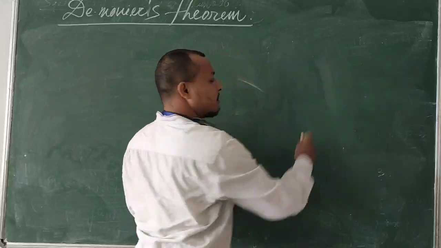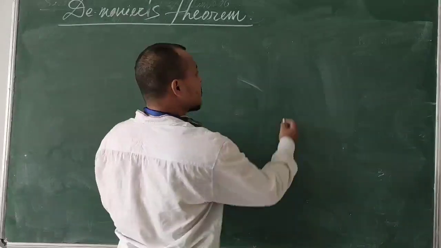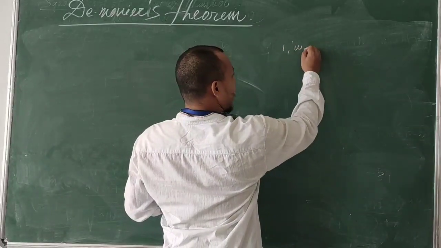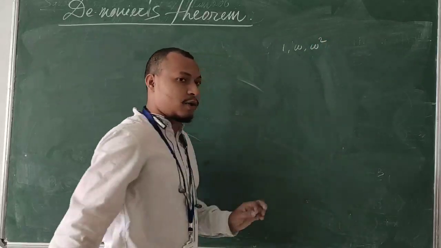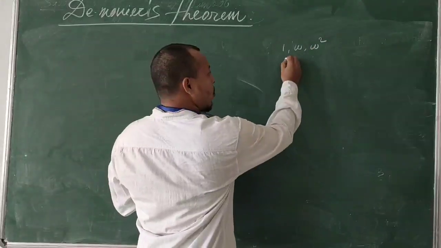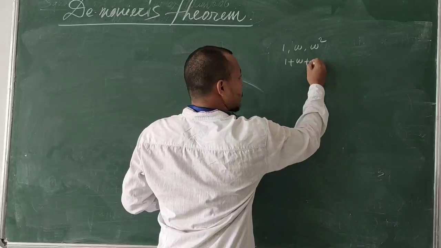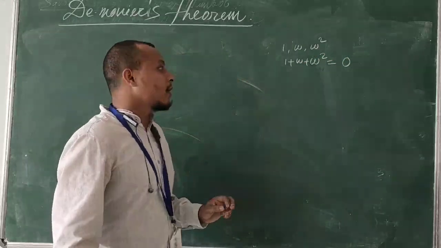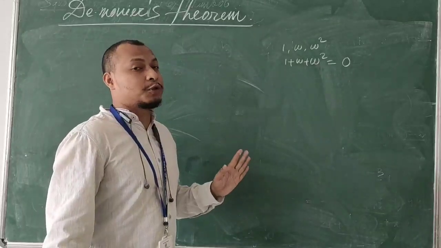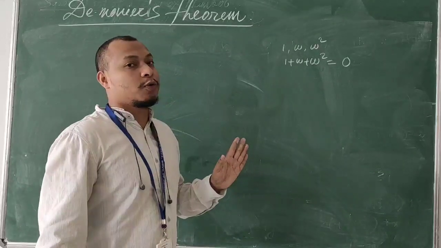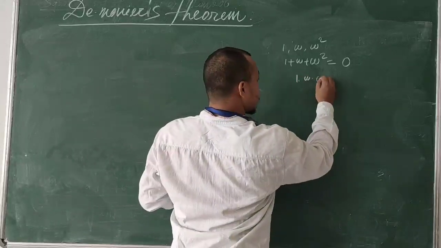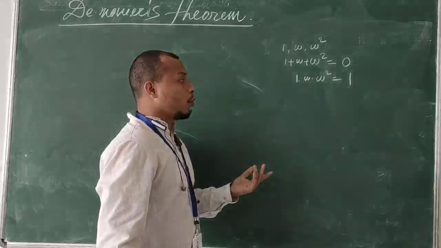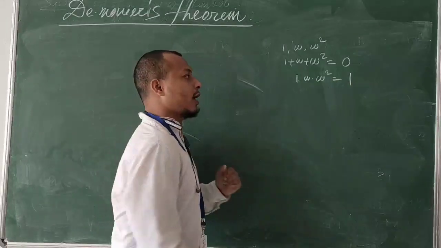We have studied the cube root of unity. The cube roots of unity are what? 1, omega and omega square. And we have also studied that 1 plus omega plus omega square is equal to 0. And we have also studied that 1 into omega into omega square is equal to 1. It means omega into omega square is equal to omega cube is equal to 1.